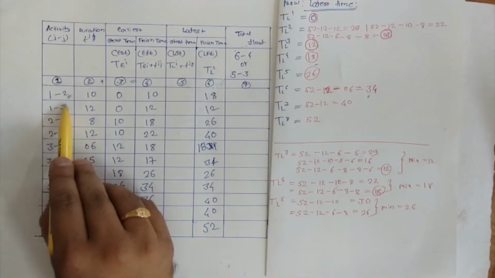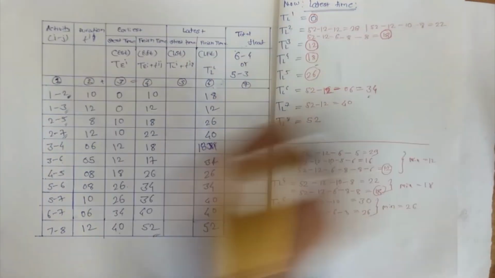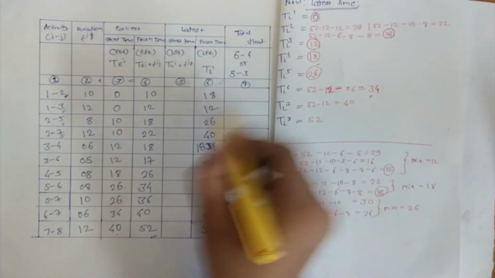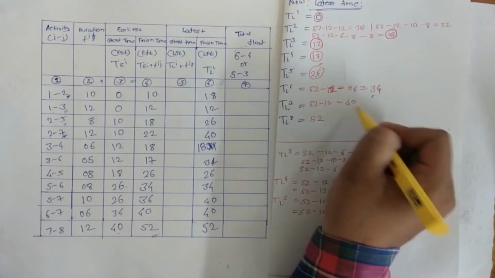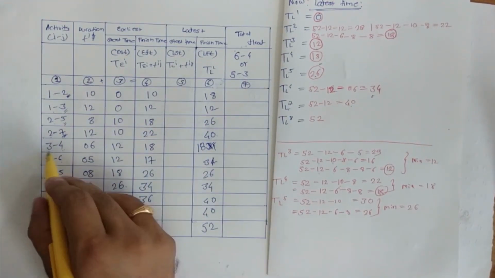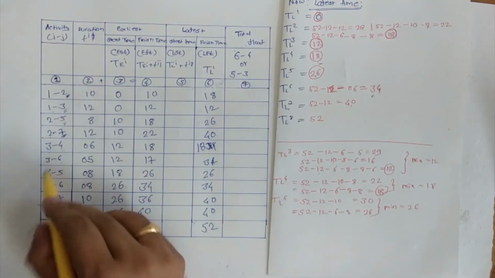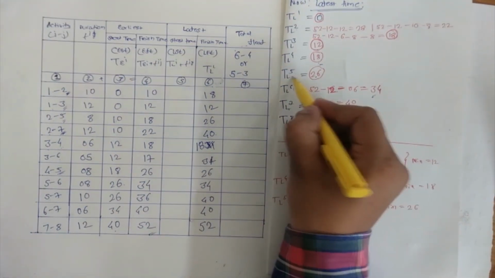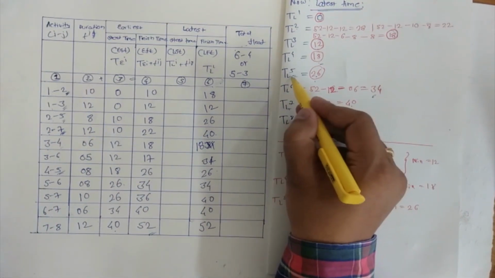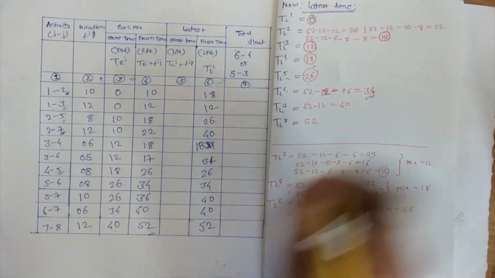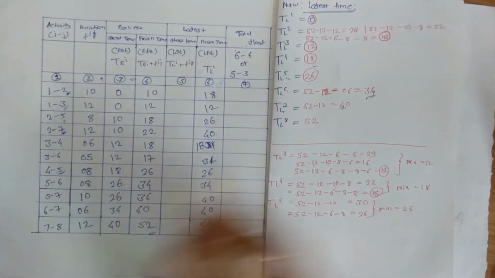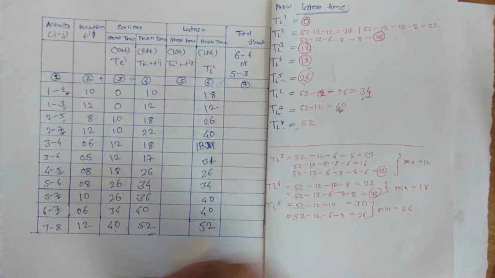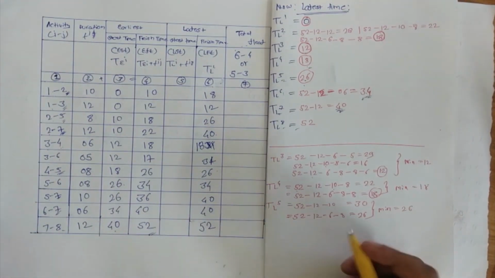So now we'll check once again. 1 to 2, 18. 1 to 3, 12. 2 to 5, 26. 2 to 7, 40. 3 to 4, this is where I committed the mistake. 3 to 4, 18. 3 to 6, 34. 4 to 5, 26. 5 to 6, 34. 5 to 7, 40. 6 to 7, 40, and 7 to 8, that is 50. Clear? So this way we have done this now.